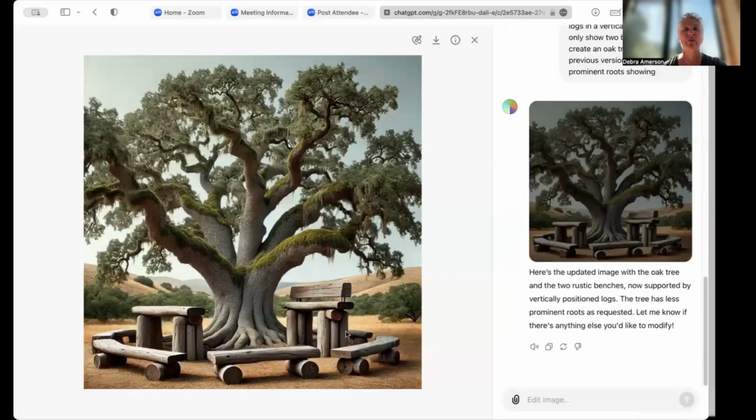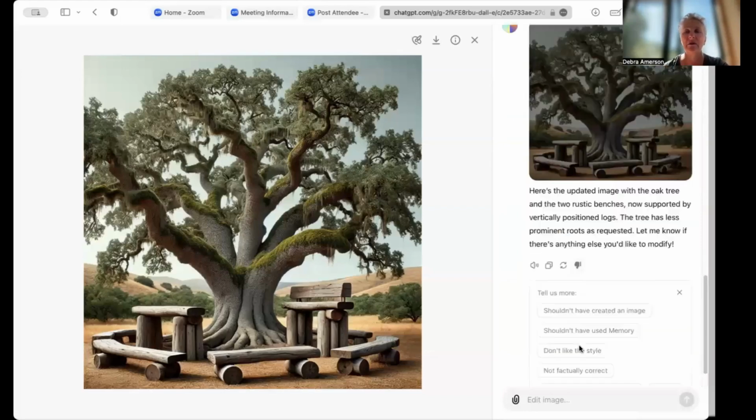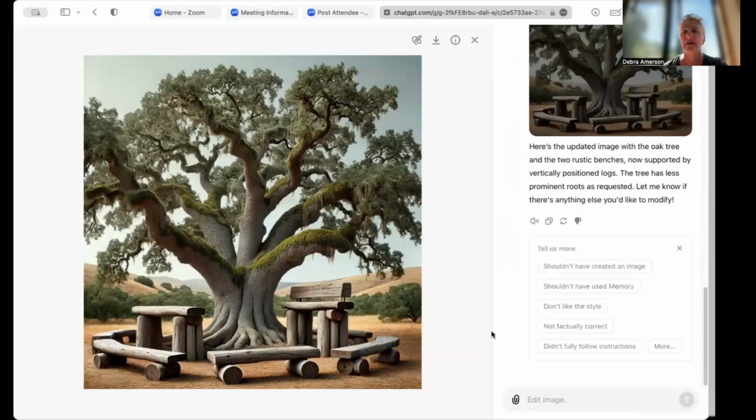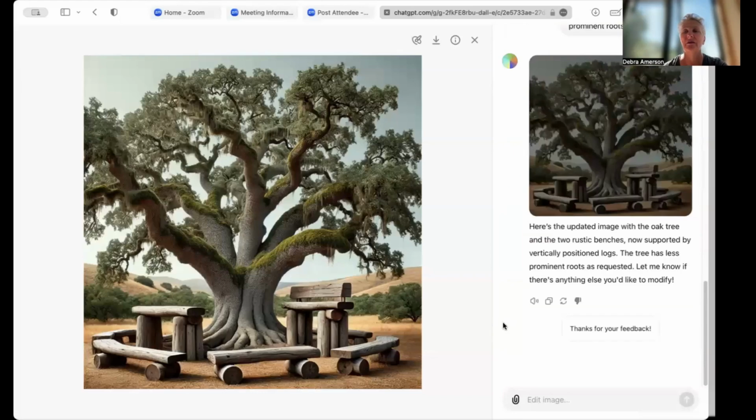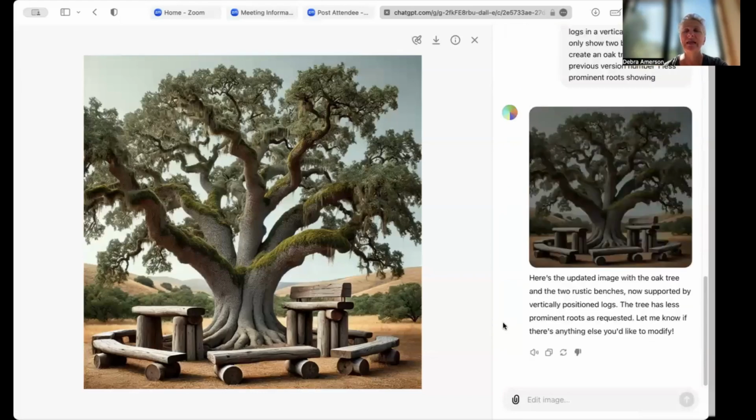So those are not right, but that's me not being clear. I should have said the two wooden benches should be 1.5 feet off the ground with logs in a vertical position, something like that. So I didn't get as clear as possible. So again, I would hit bad response. I don't like it. And then in here, I'm going to say not factually correct. Okay, and that's how the machine learning works.